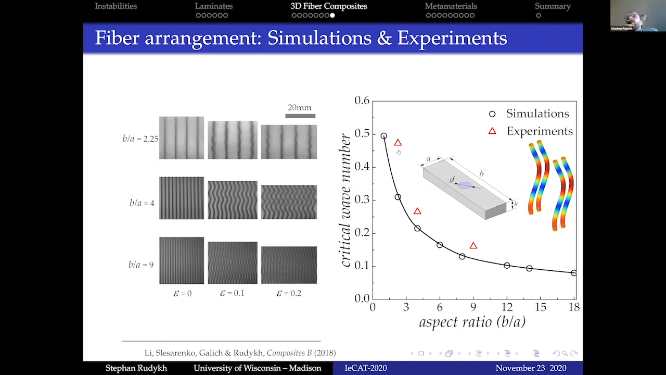Also, of course, the difference in the actual critical wave numbers can be rather significant here. So if you compare these two, there will be quite a significant difference. All right, so this was with simple examples of fibers and laminates.